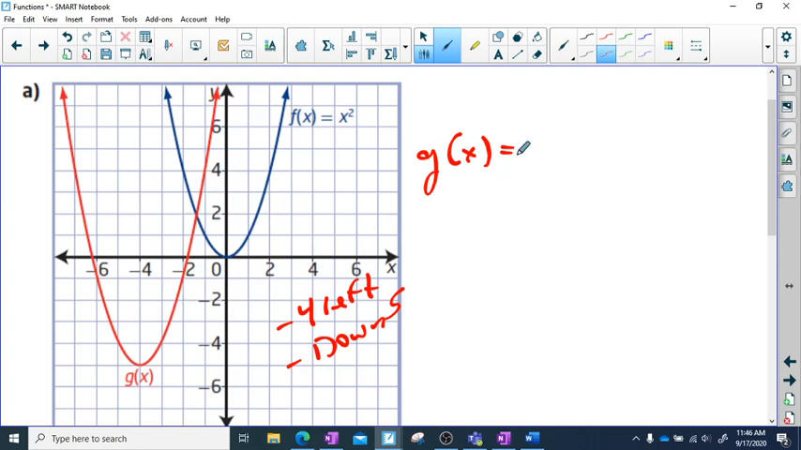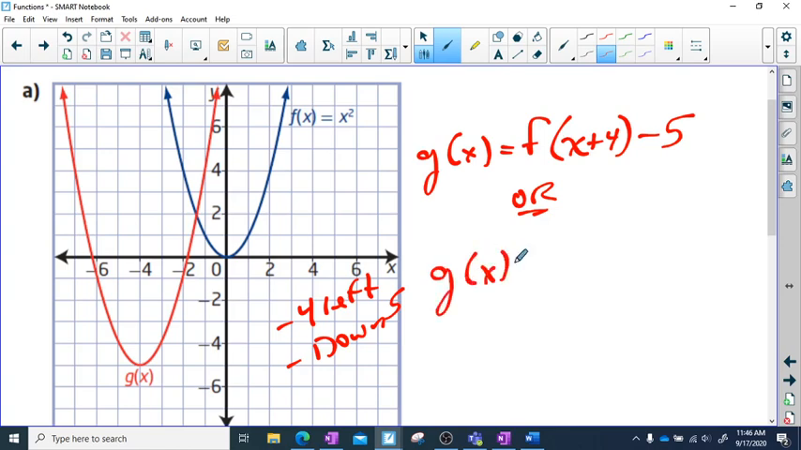All I have to do then is say, okay, g of x was created by taking function f, generically function f, and I moved that function 4 to the left. I need to put a +4 inside the function, and I moved it down 5. Now in this example, I specifically know I was talking about the function x squared. So rather than go with the generic version, which is just saying function f, whatever it is, I could use the specific version and say, because I know function f is x squared, I could go (x + 4)² − 5.